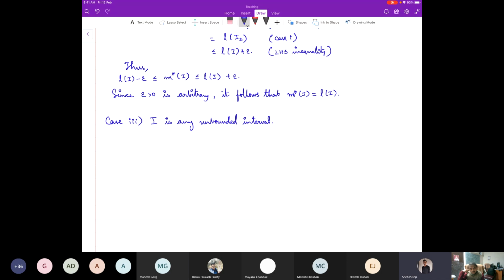If it is unbounded above, then for each m greater than 0, there exists a point in interval I such that that point is greater than m. Right, that's right. Fine. And similarly, we can define unbounded below.